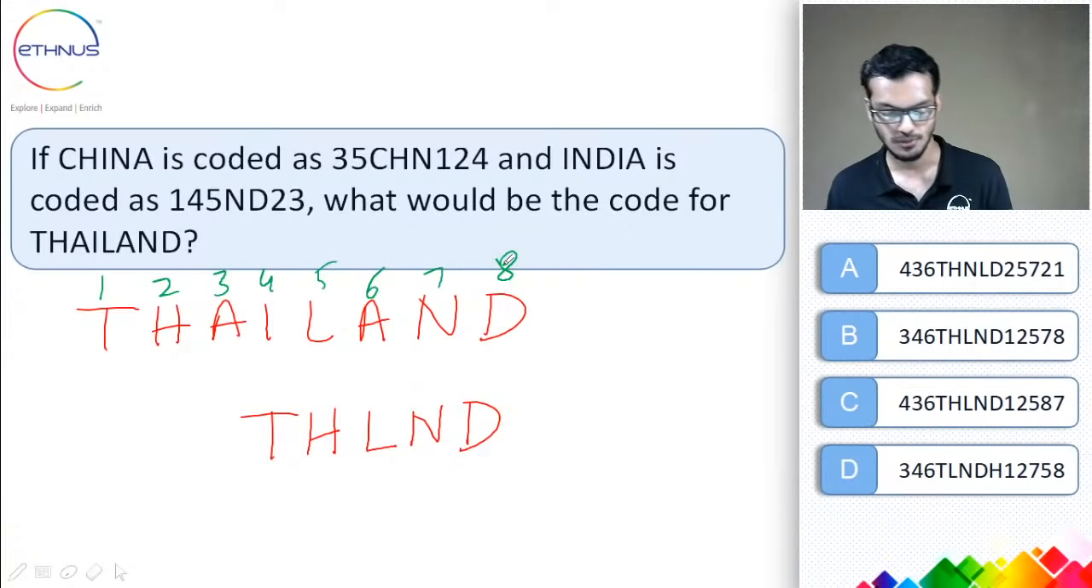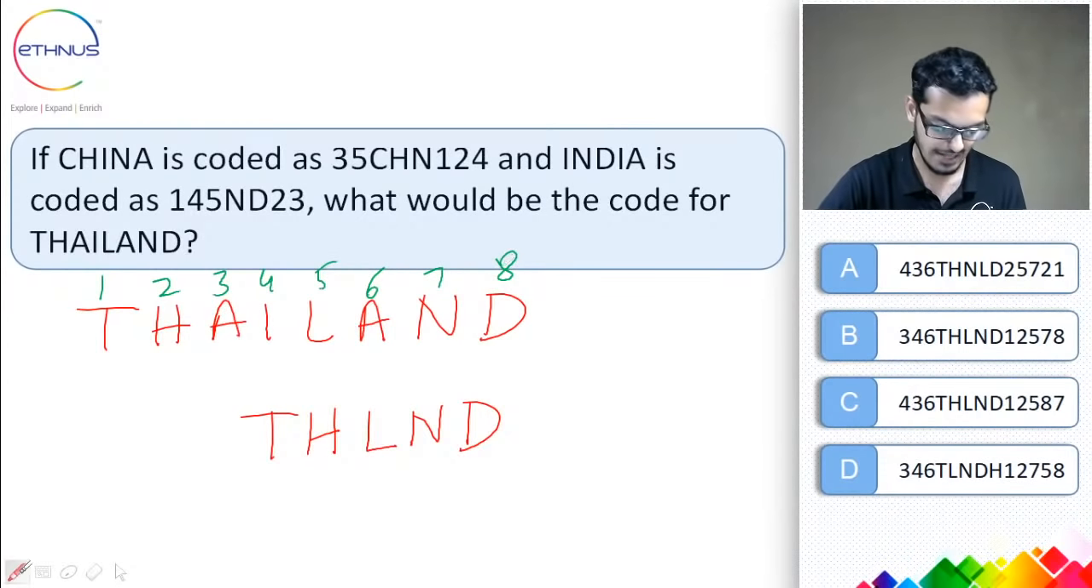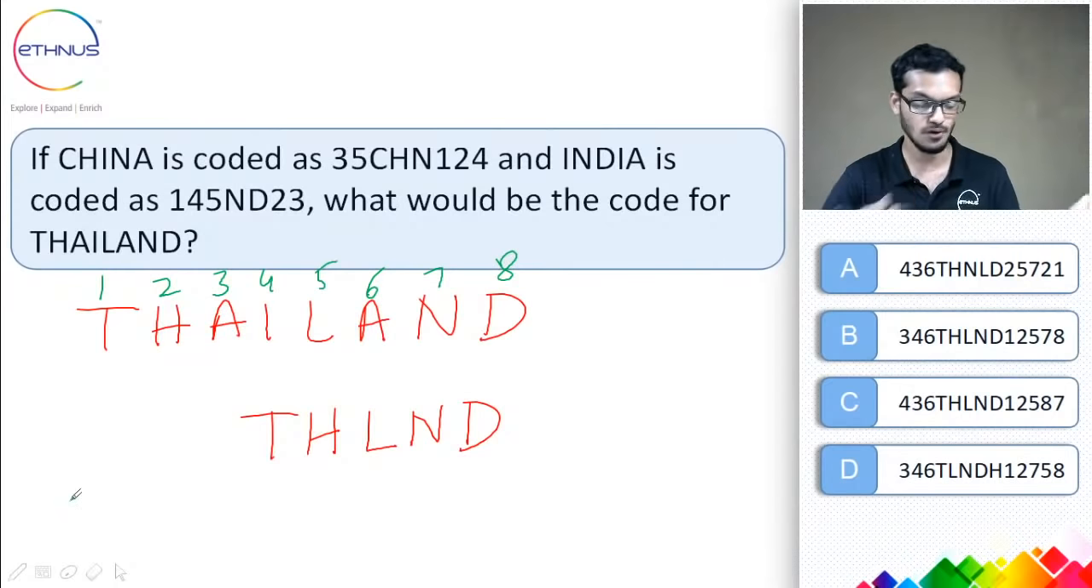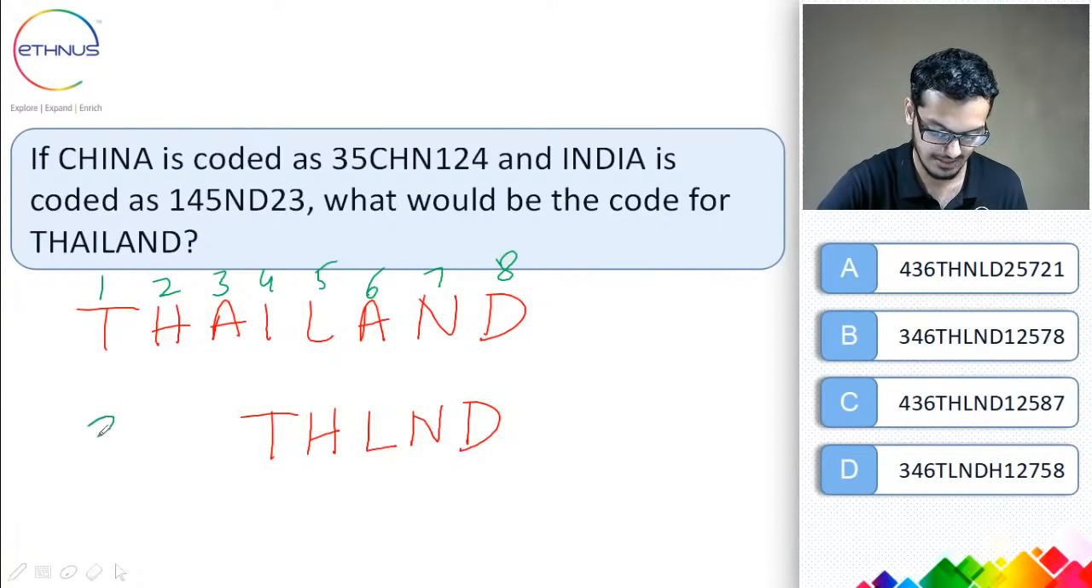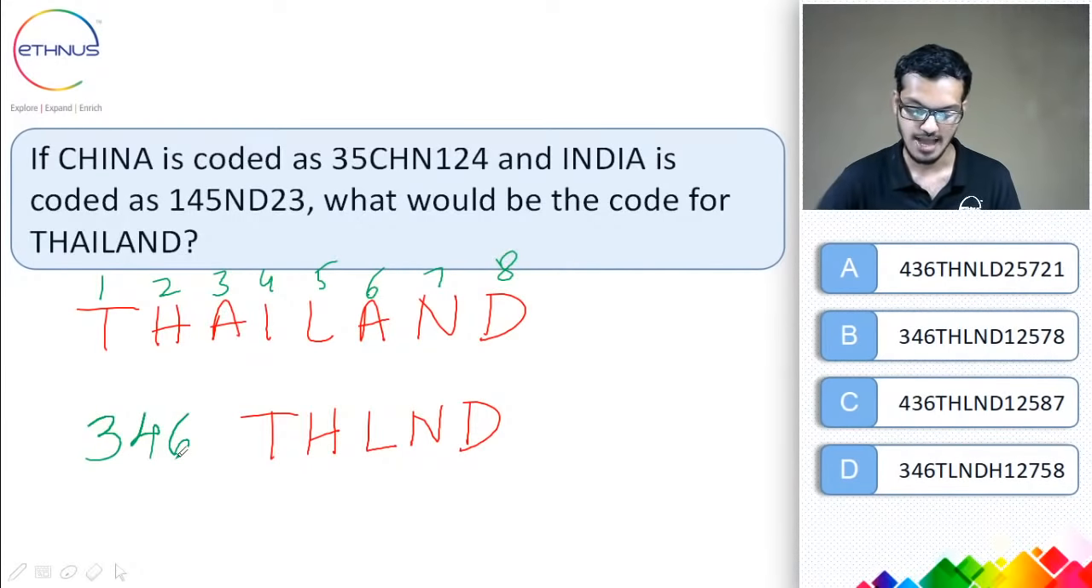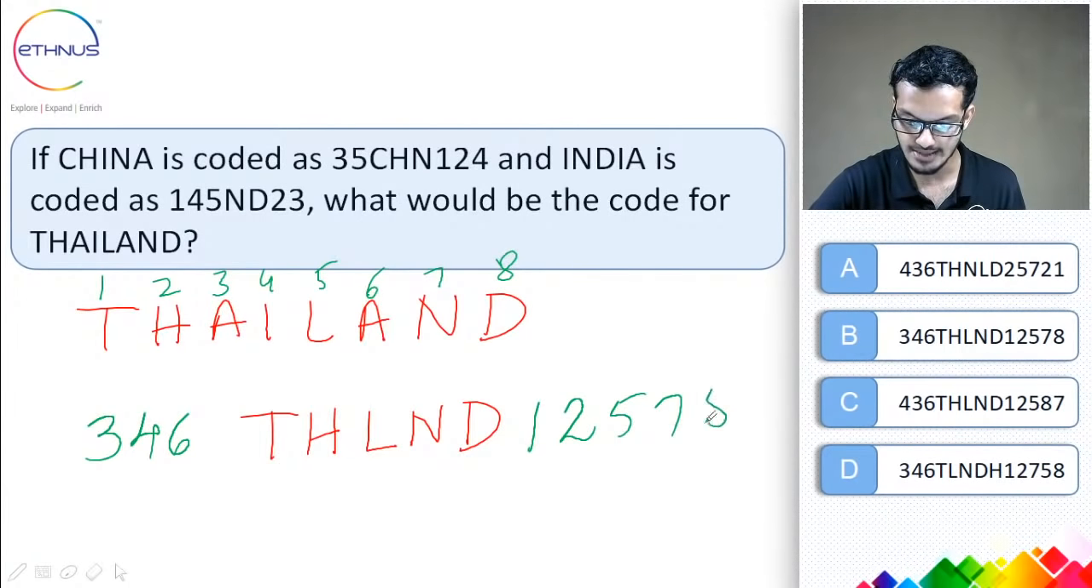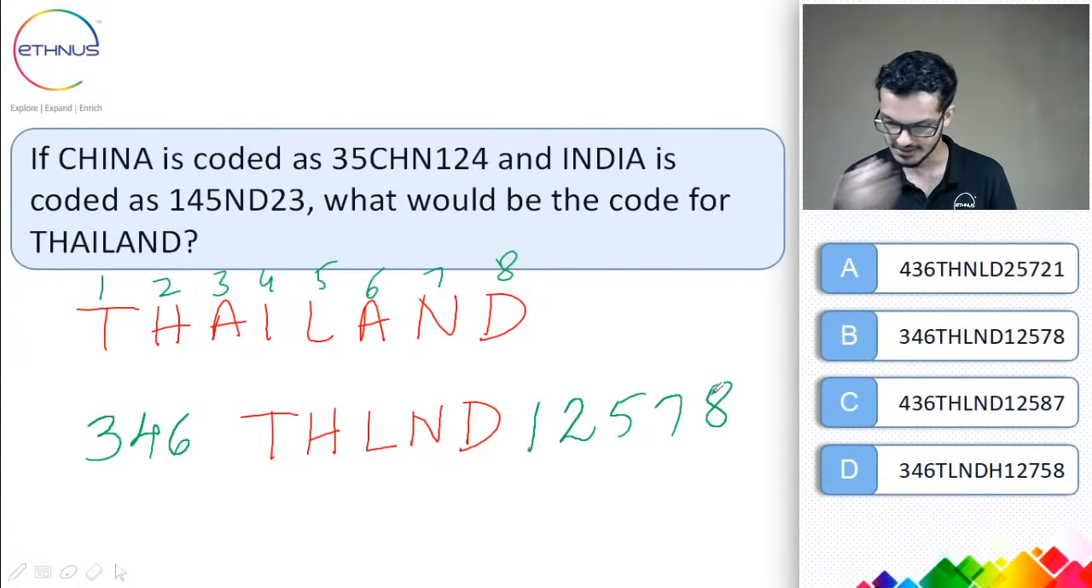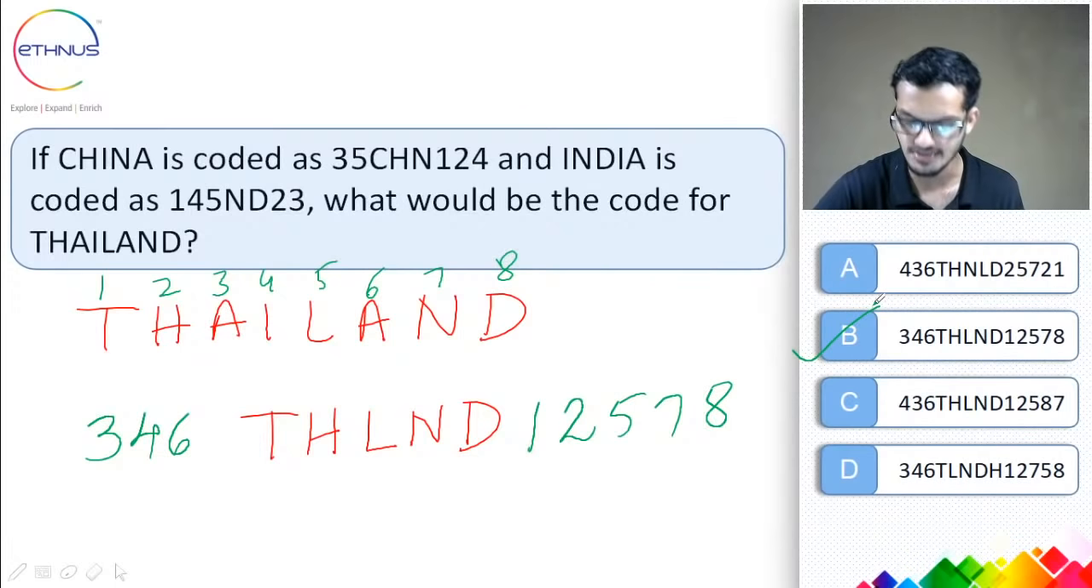Okay, so now if we write the numbers here, first will be vowels, so vowels are in position 3 for A, position 4 for the letter I, 6 for the letter A. And now talking about the consonants, T is in first position, consonant H is in second position, L is 5, 7 and 8. So this is what you need to get the answer. So 3, 4, 6, T, H, L and D, 1, 2, 5, 7, 8. So this is the correct answer, option B.